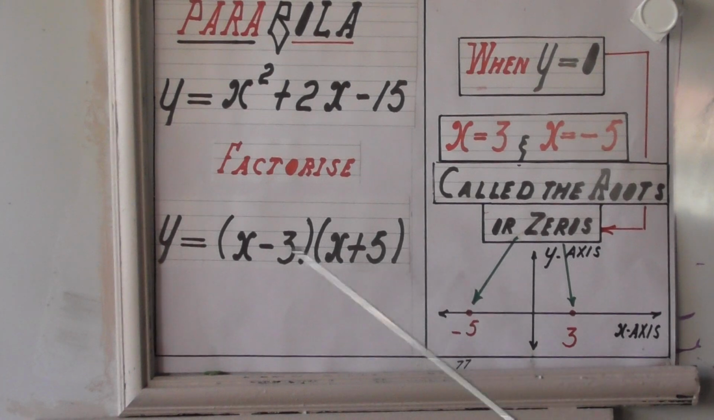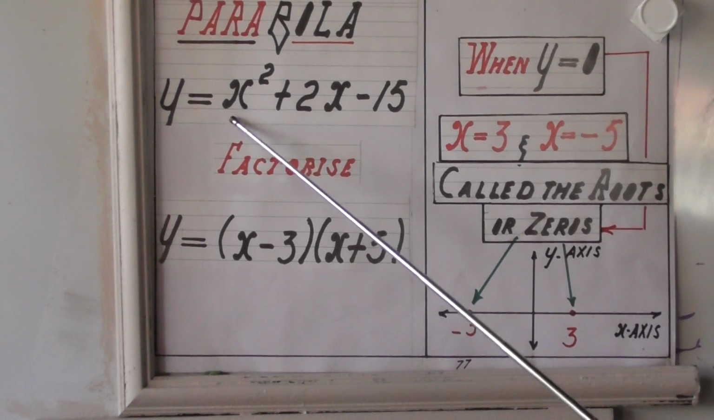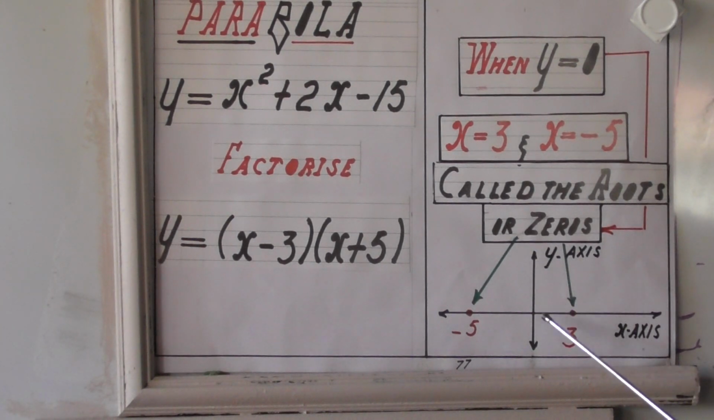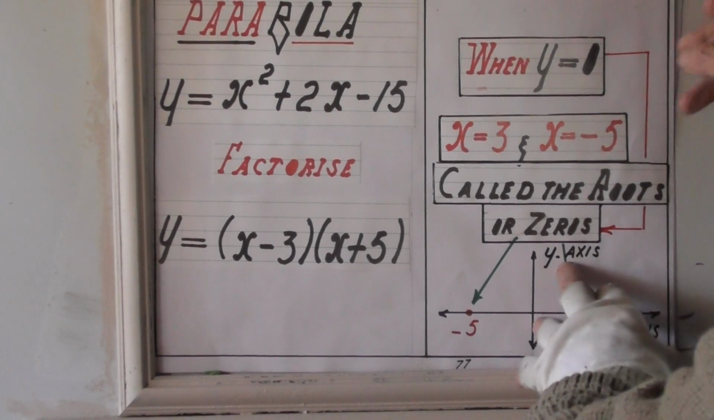Factorize: if x is 3, y is 0. If x is -5, y is 0. So we have to turn these things around. The point in the middle is -1. So that is the equation of the axis. The lowest point is called the vertex, that is -16.